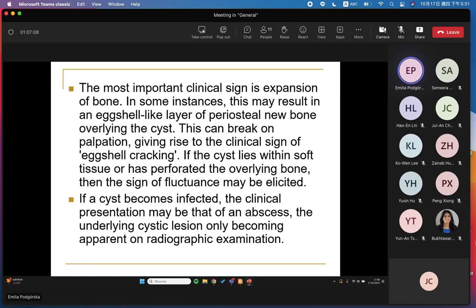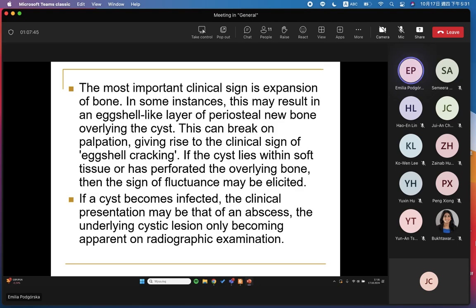The most important clinical sign is expansion of bone, and in some instances this may result in an eggshell-like layer of periosteal new bone overlying the cyst. This can break on palpation, giving rise to the clinical sign of eggshell cracking. It can be heard, and if the cyst lies within soft tissue or has perforated the overlying bone, then the sign of fluctuance might be elicited.